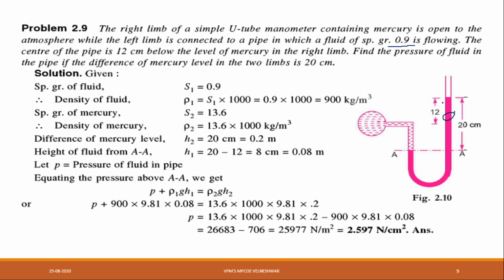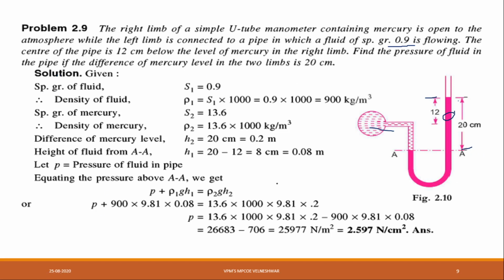Okay, the center of the pipe is 12 centimeter below the level of mercury in the right limb. Now find the pressure in the pipe. The difference of mercury level in the two limbs is 20 centimeter. Difference means from here to here. Okay, this is my diagram.